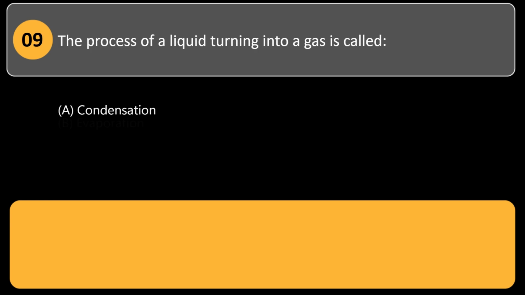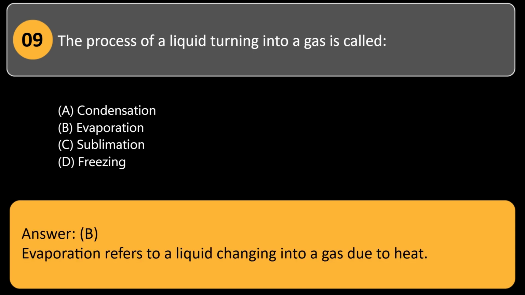The process of a liquid turning into a gas is called A. Condensation. B. Evaporation. C. Sublimation. D. Freezing. Answer, B. Evaporation refers to a liquid changing into a gas due to heat.